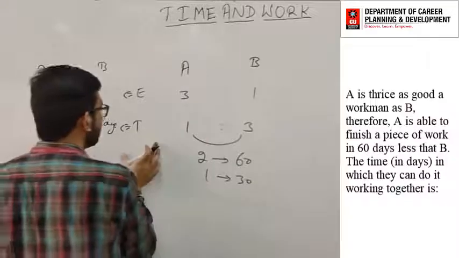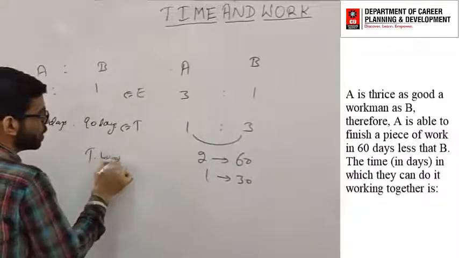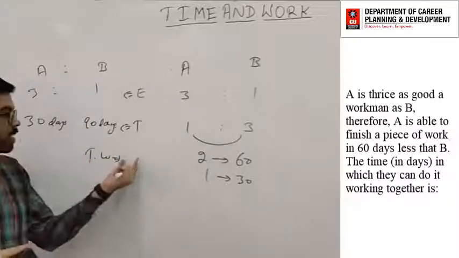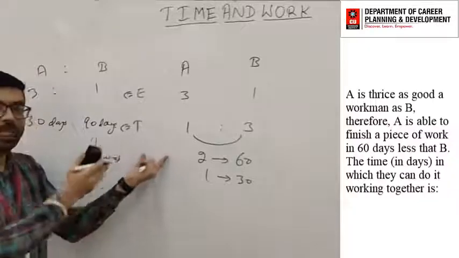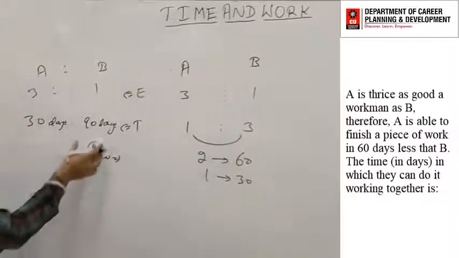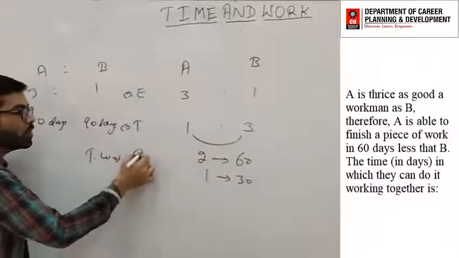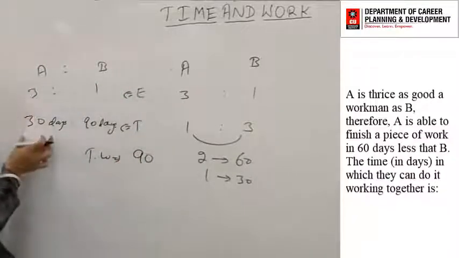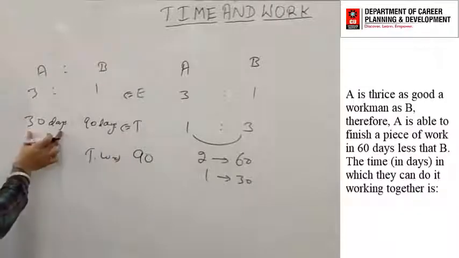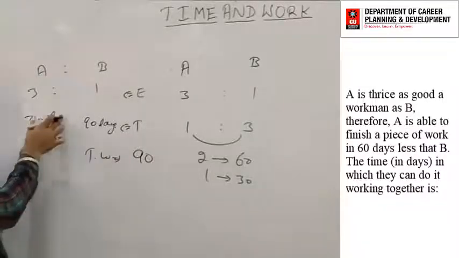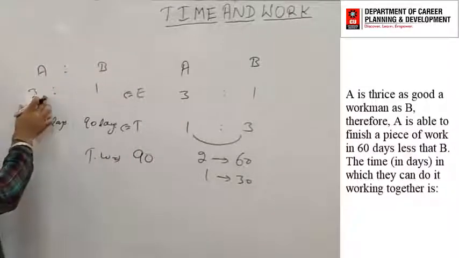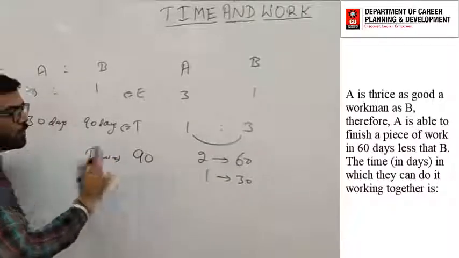Just assume you have to find the total work. So total work comes out to be the total number of days multiplied by the efficiency. The total number of days for B is 90 and efficiency is 1, so total work comes out to be 90. From here the same value is coming: the total number of days are 30 and the efficiency of A is 3, so the total work comes out to be 90.